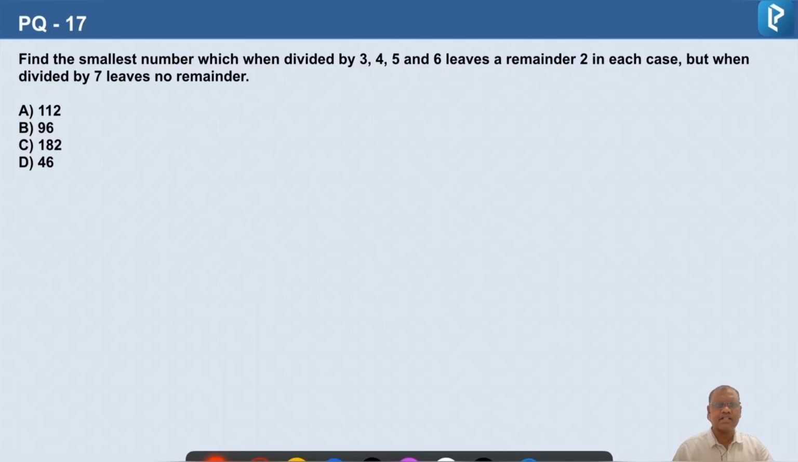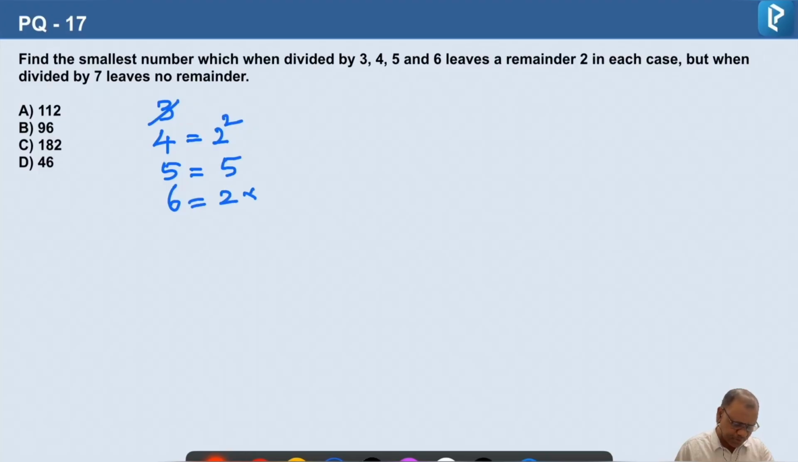Question number 17. Find the smallest number which when divided by 3, 4, 5 and 6 leaves a remainder 2 in each case, but when divided by 7 leaves no remainder. So here also we have to find out the LCM for all these four numbers: 3, 4, 5 and 6. Since 3 is a factor of 6, 3 can be cancelled. For 4, the prime factorization is 2 square. Then 5, and 2 into 3.